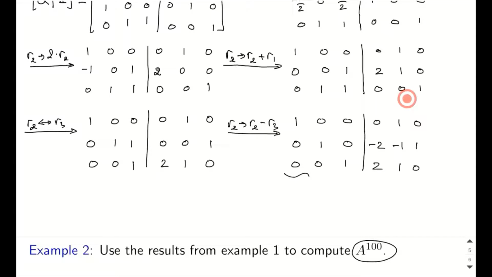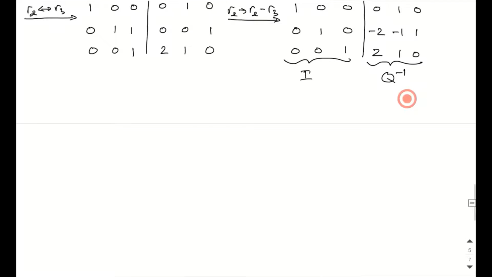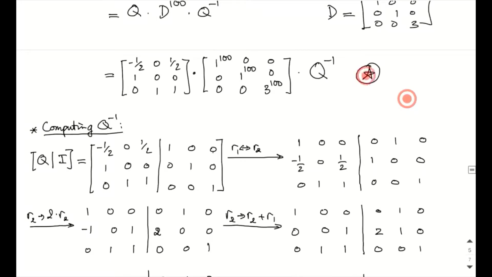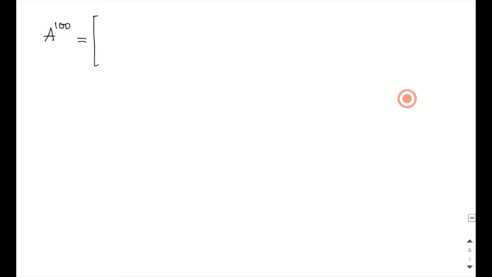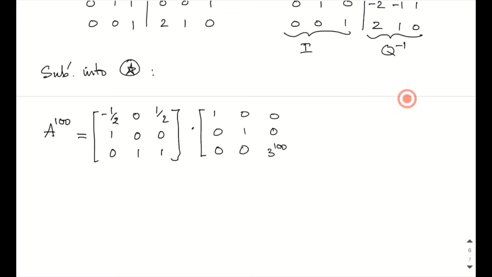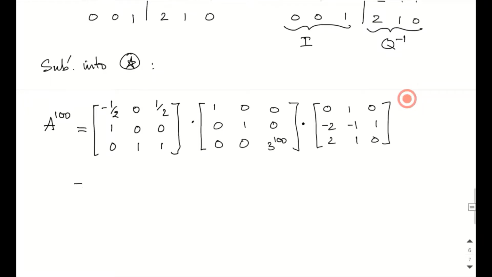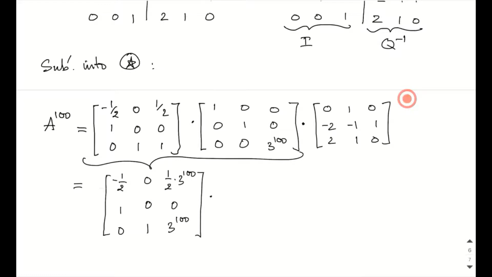Right, so this is the identity matrix. And so this should give you the Q inverse. Now we substitute everything into the star equation that we left in the middle here. Right? We are going to get A to the power 100 being Q times D to the power 100, and then times Q inverse. And of course, we use associativity. We multiply the first two. If you do the computation correctly, multiplying the first two will give you this. And then you multiply with the Q inverse.